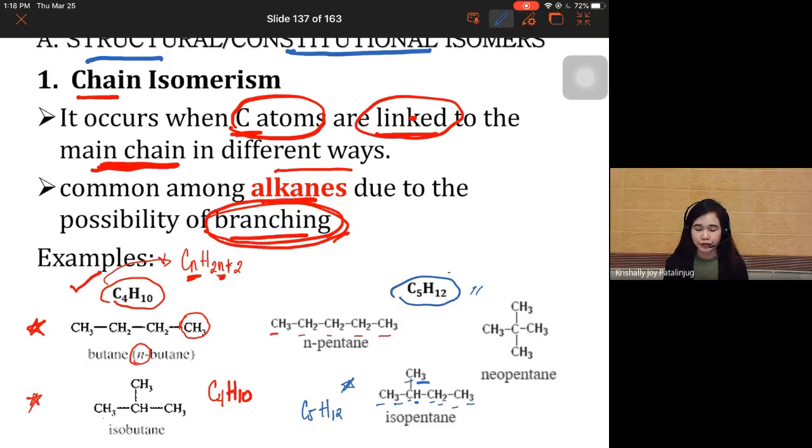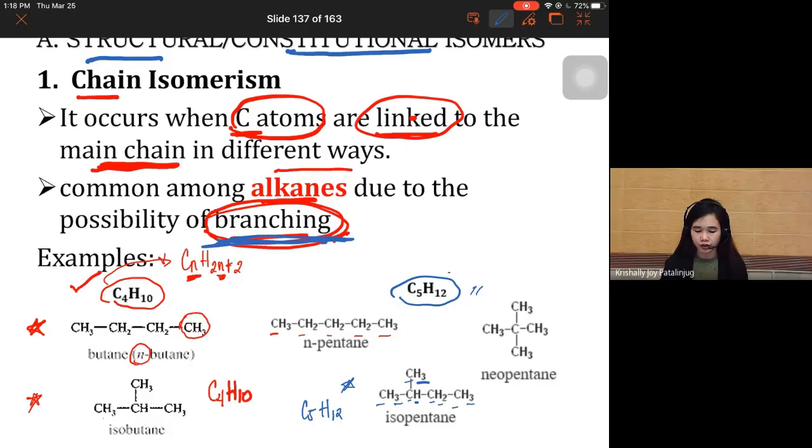They only differ on the structure. Okay? Upon writing the structure, the arrangement of atoms, magkaiba. Specifically, magkaiba dahil sa order of bonding, 'di ba? And specifically, nagkakaiba. Bakit nagkakaiba yung order of bonding? Dahil sa differences sa branching, okay? In the main chain. Kaya chain isomerism yung type of isomerism na to.